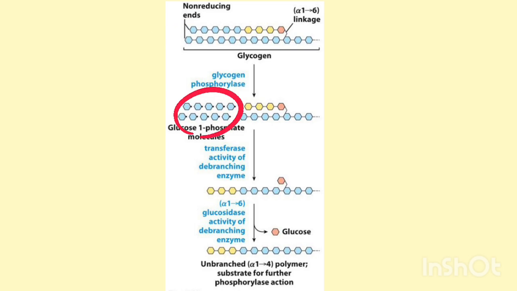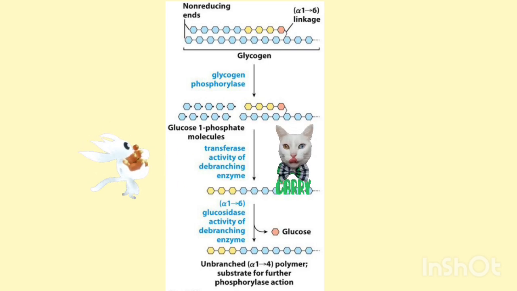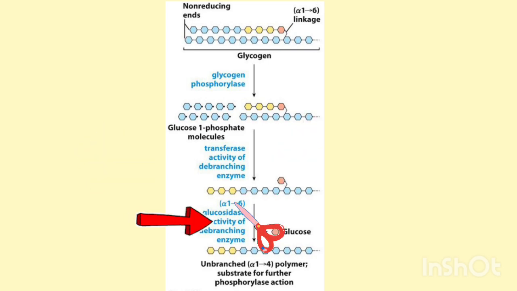Then it gets to a point about 4 molecules from the branch point and stops. That enzyme cannot work again. Then another enzyme comes into the picture, which is the debranching enzyme. It has two activities: a transferase activity and a glucosidase activity. Transferase means it transfers, while glucosidase, on the other hand, means it breaks down glucose.